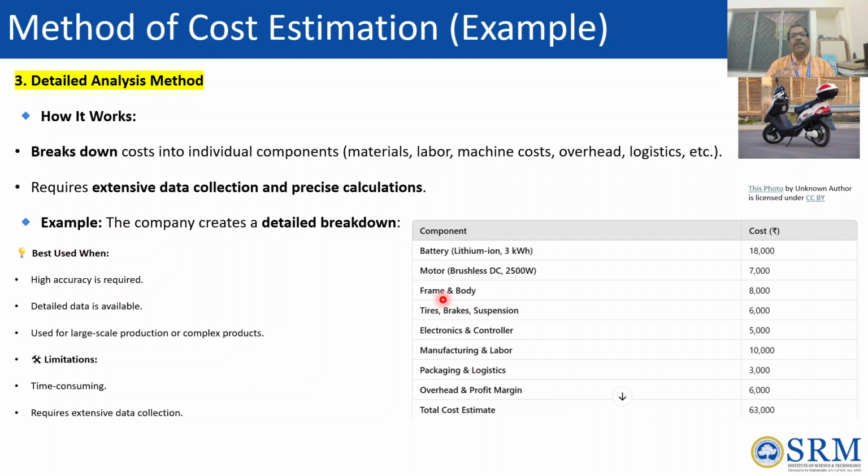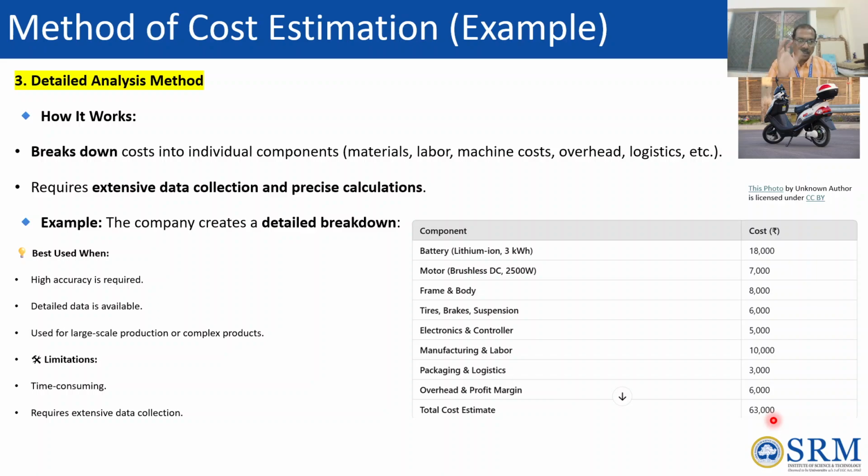One example: a company creates a detailed breakdown. What are the components, and what is the cost involved? The battery, a lithium-ion battery, is 80,000. The motor, again very specific, a brushless DC motor of 2,500 watts, is 7,000 rupees. Frame and body making needs 8,000 rupees, tires, brakes and suspension 6,000 rupees, electronics and controller 5,000 rupees, manufacturing and labor 10,000 rupees, packaging and logistic 3,000, and overhead and profit margin 6,000. So put together you need 63,000.